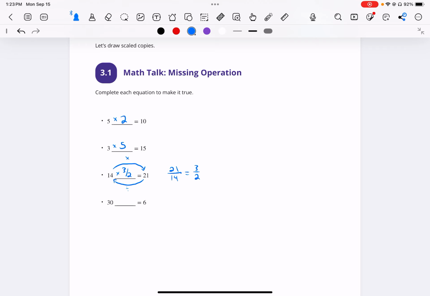30 times something will give me 6. Same idea. I know if I was working the other way, it would be dividing by. So 6 over 30 is 1/5. So it'd be 30 times 1/5, which is the same thing as if I did 30 divided by 5. So dividing by 5 is the same thing as multiplying by 1/5.